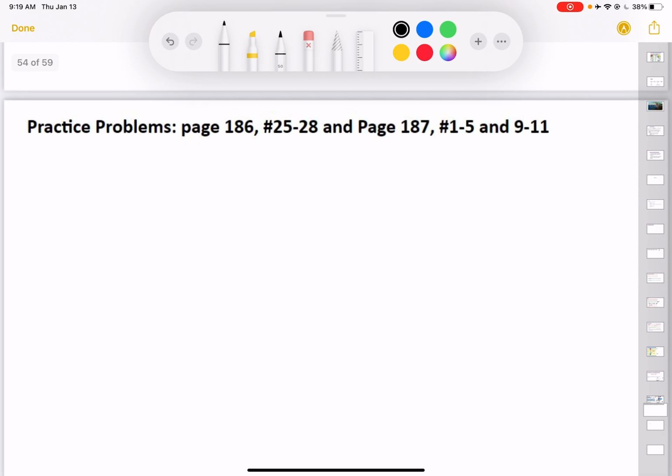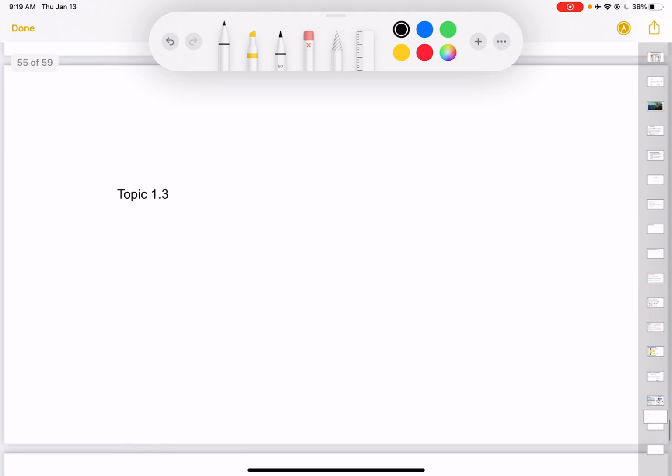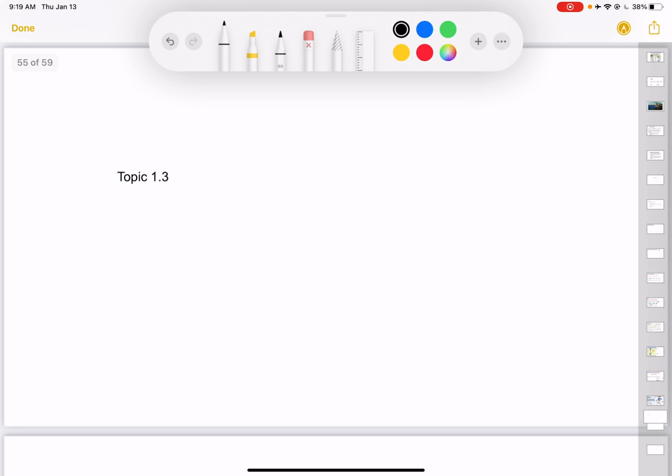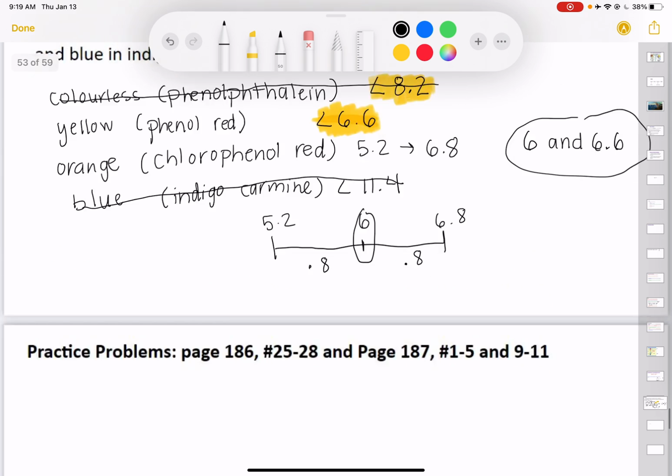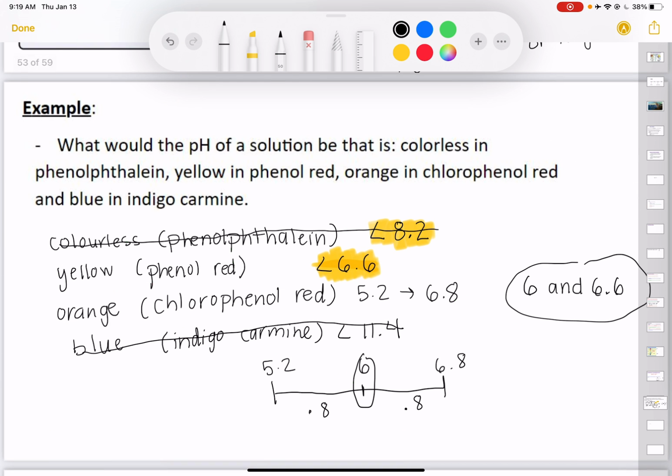So now there's some practice problems to go along with that. All right, so that is the end of that section. So try that out, and we will start on topic 1.3 probably tomorrow.